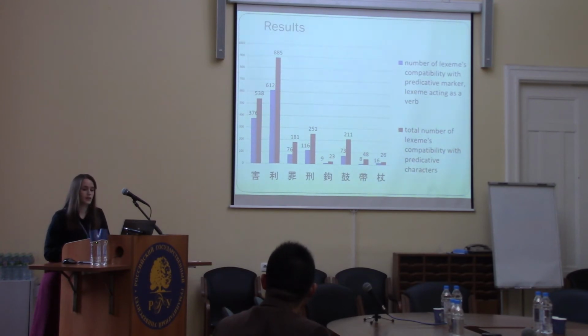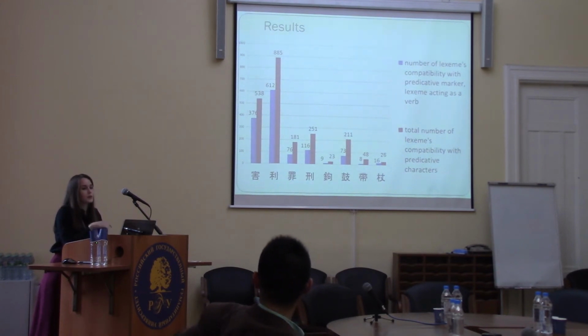The blue column is the number of lexemes' compatibility with all the predicative markers, with 5 predicative markers, and the lexeme acting as a verb. And the red column is the total number of lexemes' compatibility with predicative characters. I don't say predicative markers in the red column because we all know sometimes "zhi" in ancient Chinese texts cannot always be a demonstrative pronoun. It can be a "de", for example. So it's not always a demonstrative pronoun, and the red column is the total quantity of these characters. And you will see that the first 4 abstraction noun lexemes are more willing to accept these predicative markers than physical object lexemes.